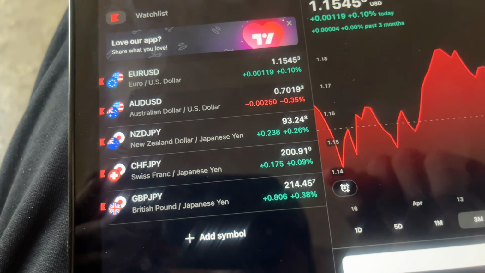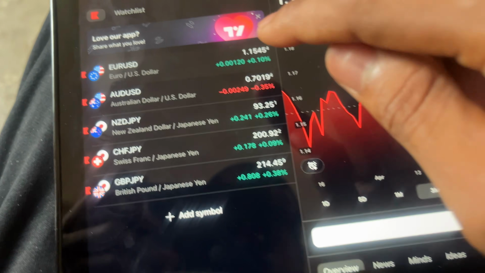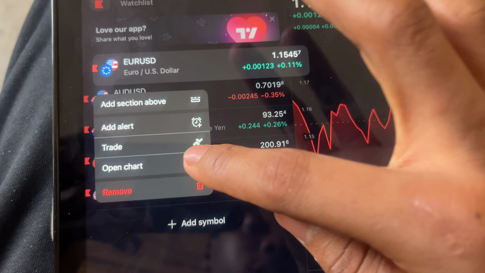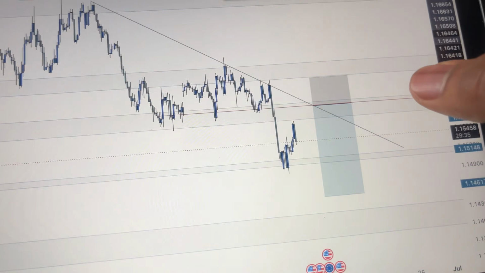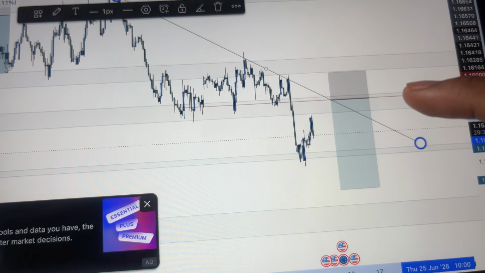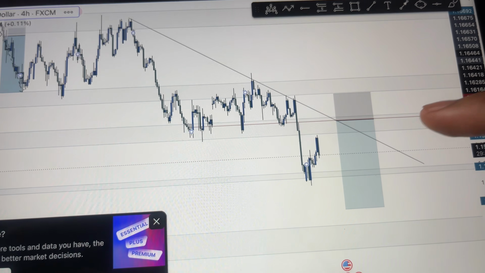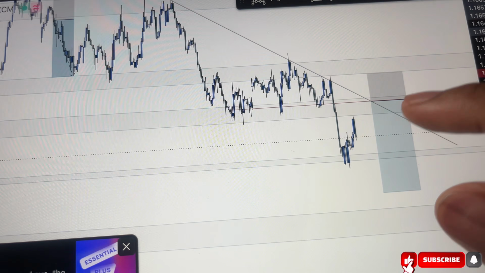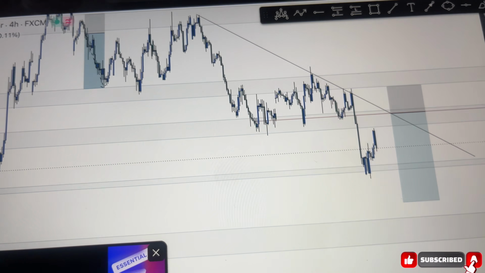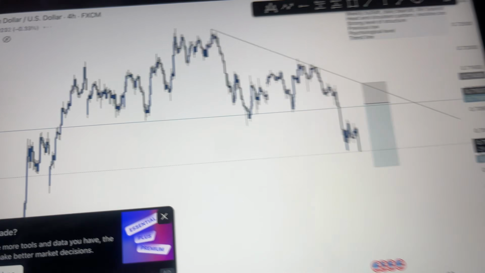We have 5 pairs right here and they are higher probability setups. So first of all, let's begin with Euro USD. I'm waiting for price to come all the way to this trend line, this psychological level, and also this strong area of interest. So I'm waiting for price to just come here, give me some kind of bearish engulfing, and then I'm gonna sell.